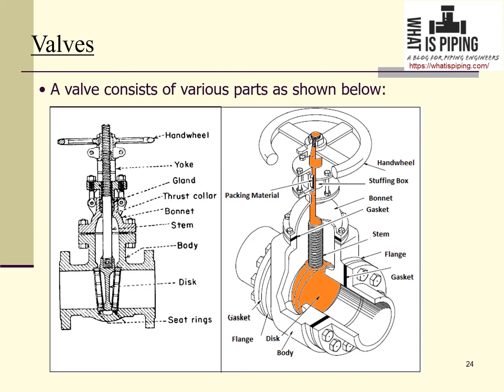A valve consists of various parts. Typical parts are shown below. This is hand wheel, yoke, gland, thrust collar, bonnet, stem, body, disc, seat rings, etc.